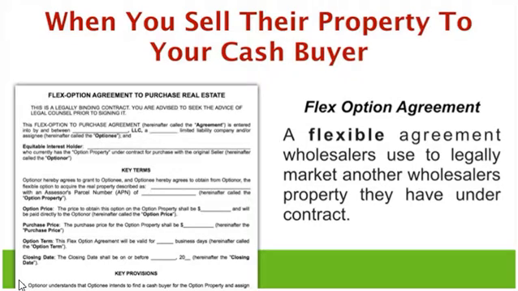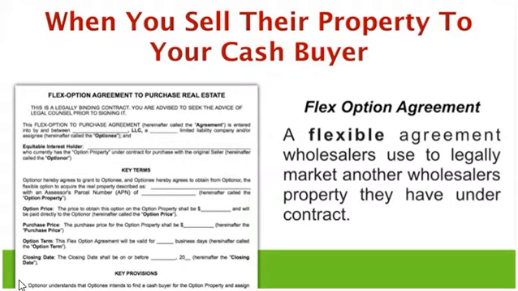if you are going to sell somebody else's deal to your cash buyer, you want to use this thing called a flex option agreement, so that way it's legal and you're legally able to market somebody else's deal to your cash buyers. This is where this flex option agreement comes into play. This is a flexible agreement wholesalers like to use to legally market another wholesaler's property that they have under contract to your cash buyers. Now, I'm going to provide you an example flex option agreement and show you how to fill it out with this course.